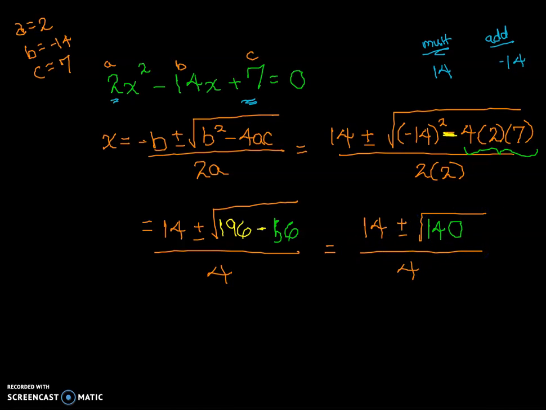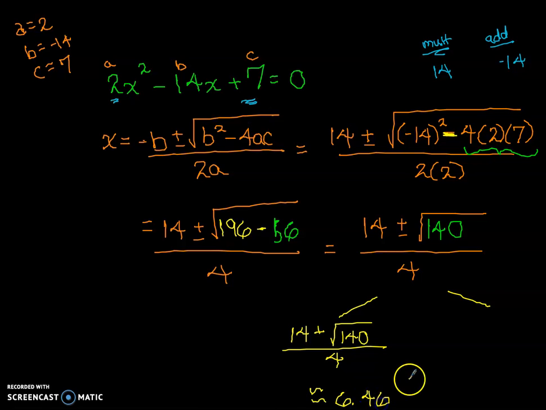So my two answers are going to be, and mind you, because I can't factor this, this will be a decimal value, so just keep that in mind. One will be plus, so I'm going to take 14 plus the square root of 140 and type it in the calculator, press equals, get that decimal, and then divide it by 4. And it should give me approximately 6.46. And then the other one would be 14 minus the square root of 140. Make sure you press equals after that. And then dividing it by 4 would give you approximately 0.54.